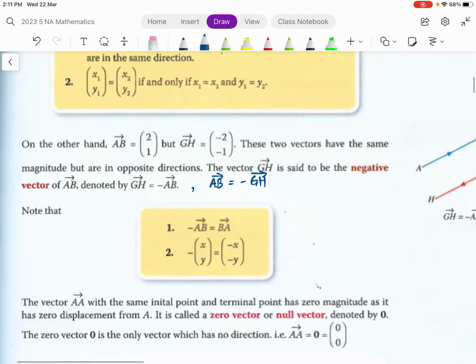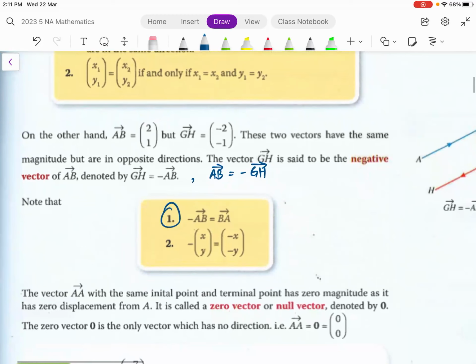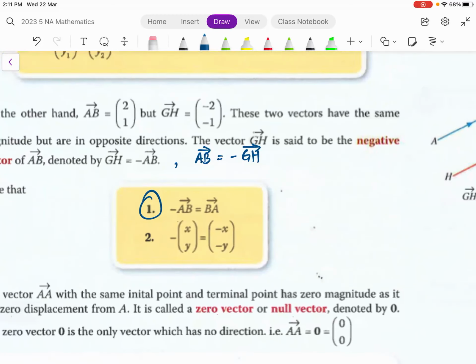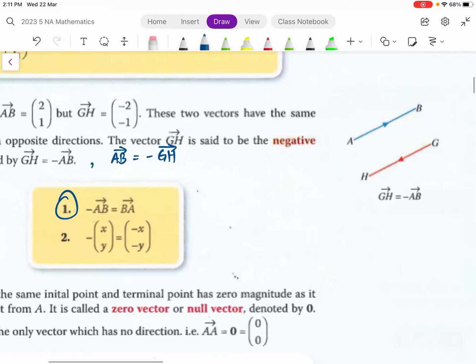Okay, so let's take a look at this note over here. Hey, wait, look, point number 1. It says negative AB is equal to BA. Negative AB is equal to BA. What does that mean? So go back to this vector, different direction, right? Look at the vector that I just highlighted. This is my vector AB, correct?